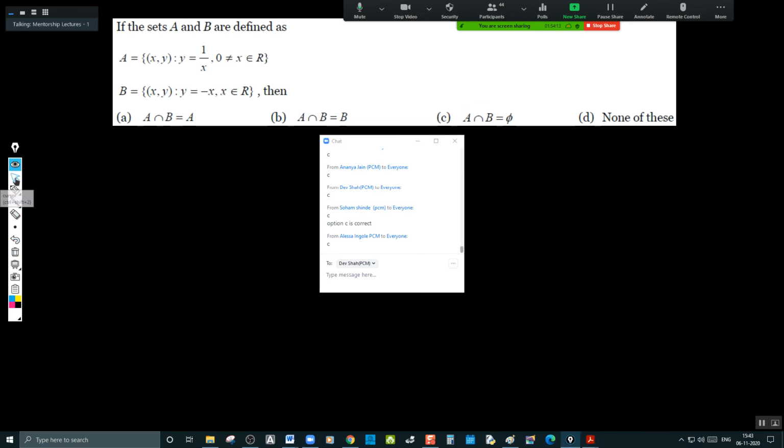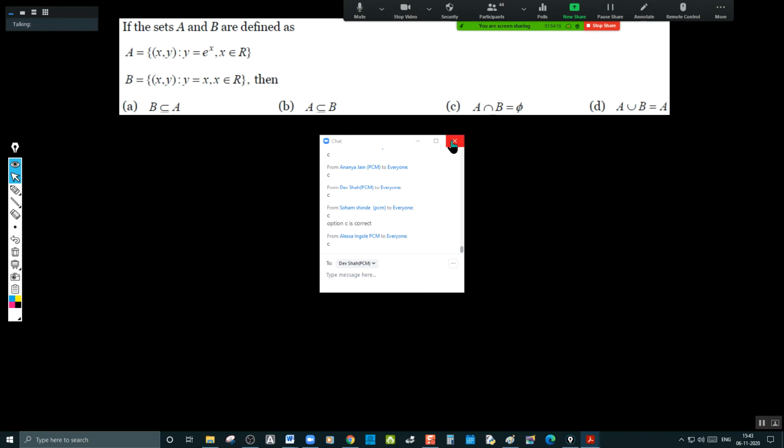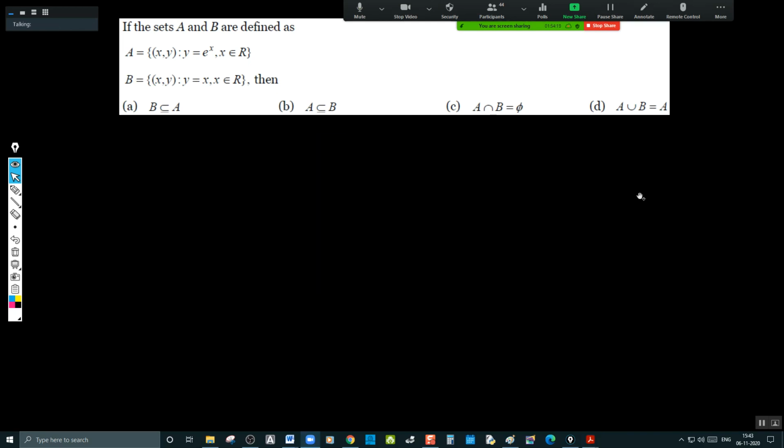Okay, let's move on to the next part of it. If the sets A and B are defined as A is the set of (x, y) such that y is equal to e power x, x belongs to R. B is the set of (x, y) such that y is equal to x, x belongs to R. Then: B is a subset of A, A is a subset of B, A intersection B is equal to phi, A union B is equal to A.